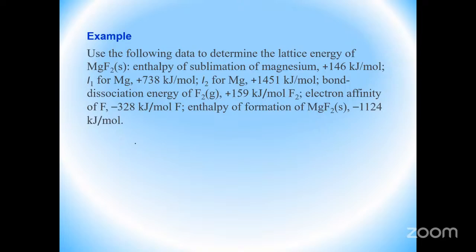So what I'm going to do is start off with magnesium solid plus F2 gas. All right. So that's what we're going to start off with. So what I'm going to do now is start off with the magnesium. To go from magnesium solid to magnesium gas, that would be the enthalpy of sublimation. And according to the question, that is equal to 146 kilojoules per mole. So I'm going to put 146 kilojoules per mole for the sublimation of magnesium.